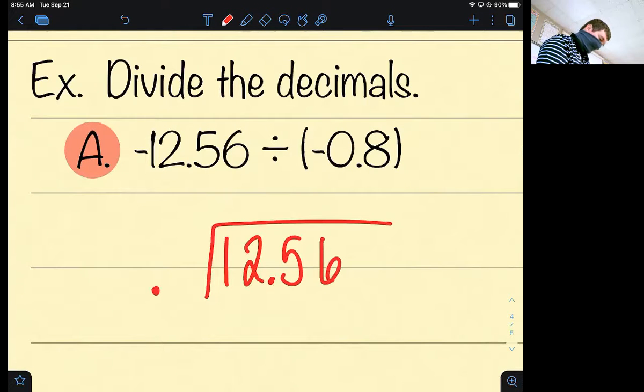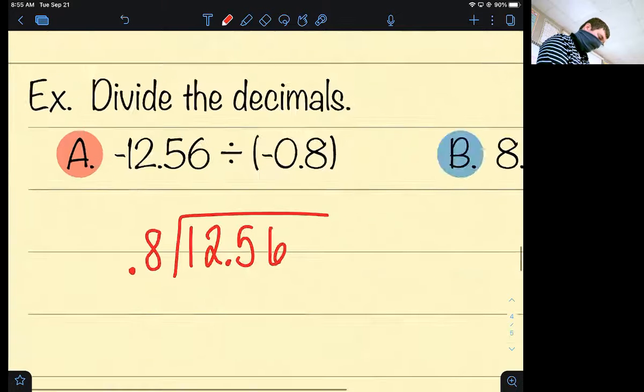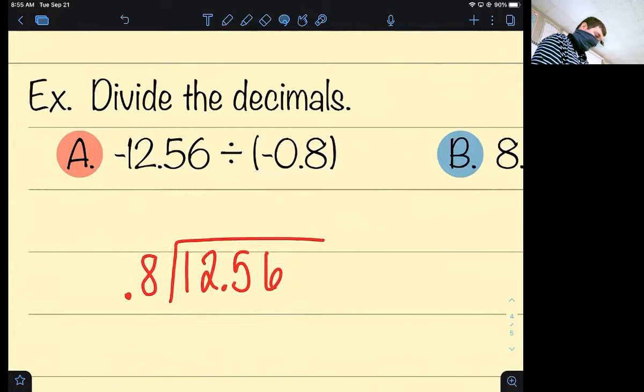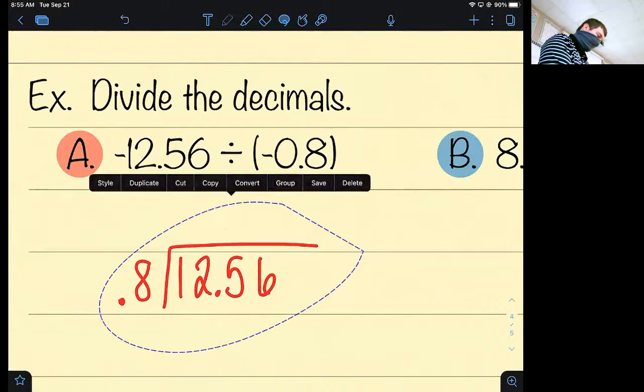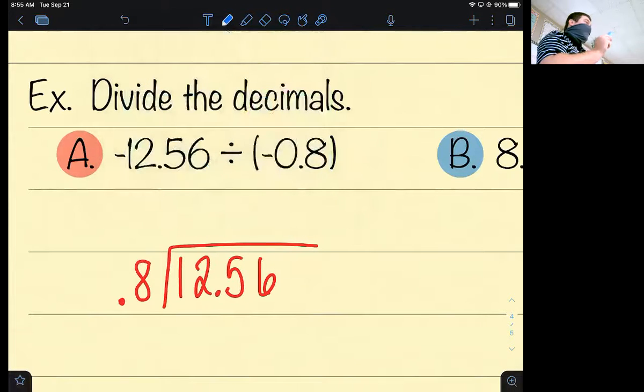Put 0.8 outside the division box. I know it's positive. Let's slide this down just a little bit. I don't want the outside number, my divisor, my second number, to be a decimal. So how many times would I need to slide the decimal point over, Maddie? 1 time.